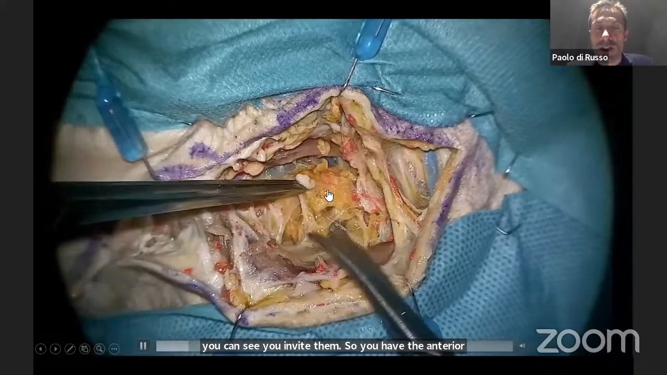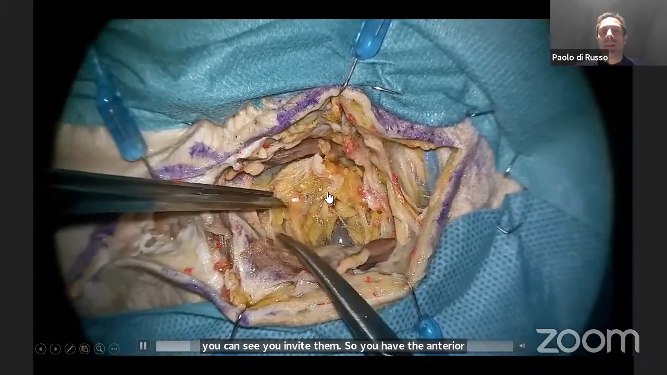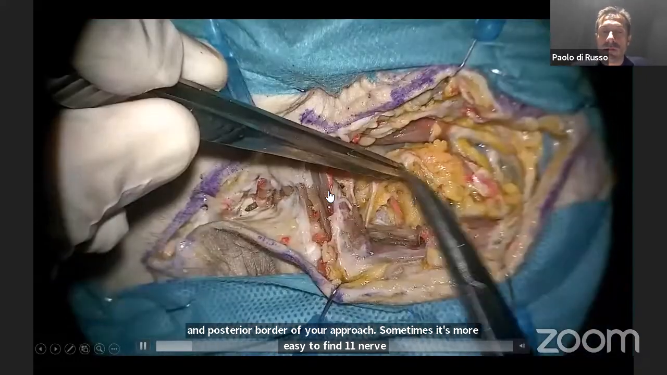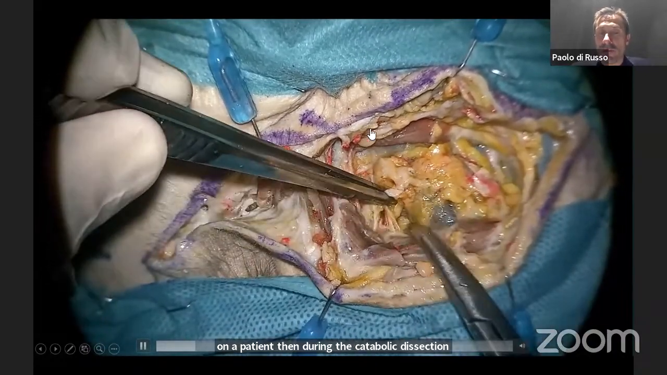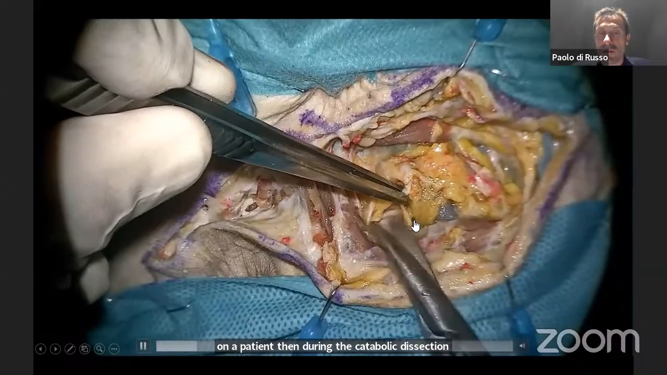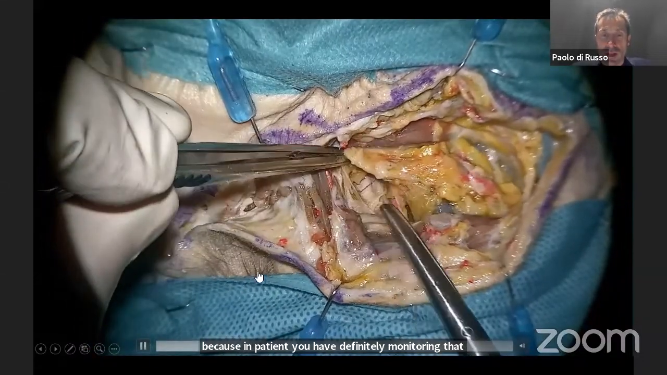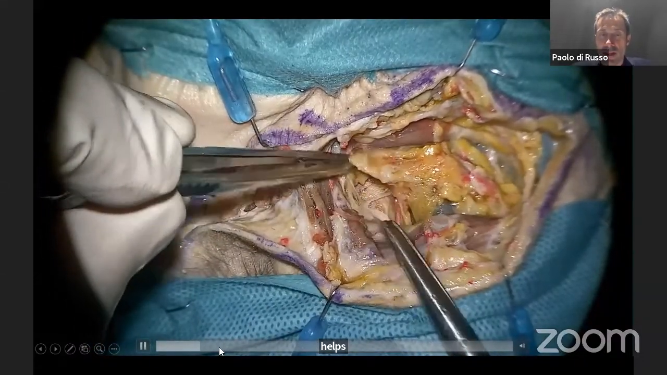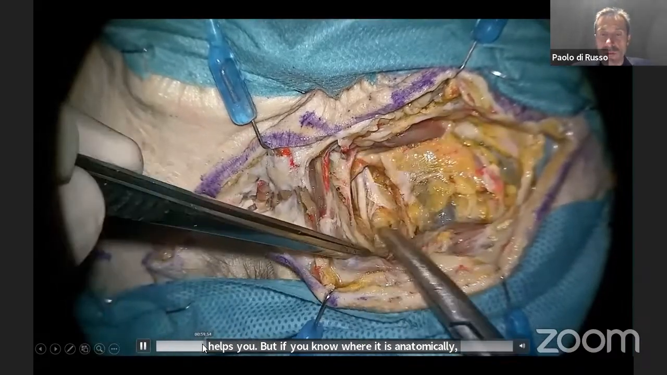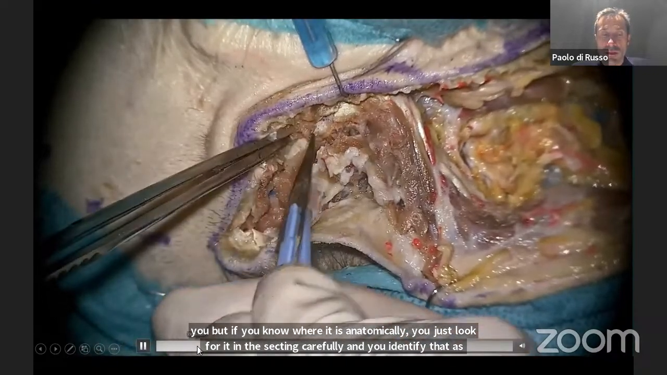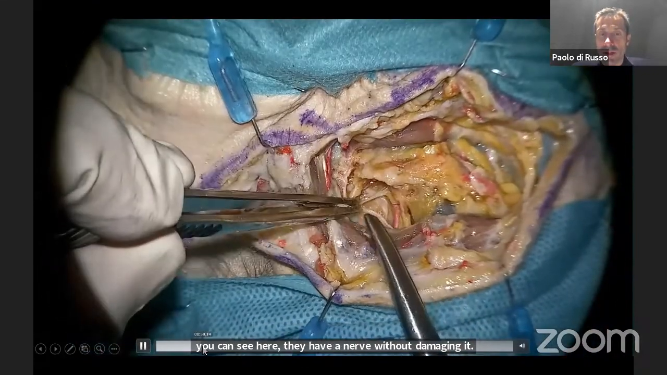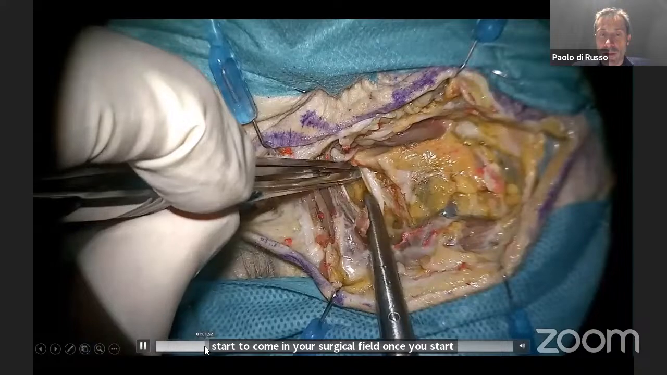Sometimes it's easier to find the 11th nerve on a patient than during the cadaveric dissection, because in a patient you definitely have monitoring that helps you. But if you know where it is anatomically, you just look for it, dissecting carefully, and you identify the 11th nerve without damaging it, as you can see here. So it starts to come into your surgical field.